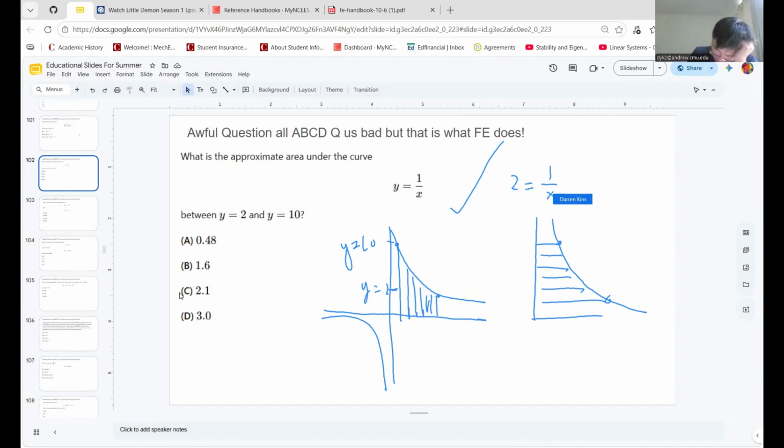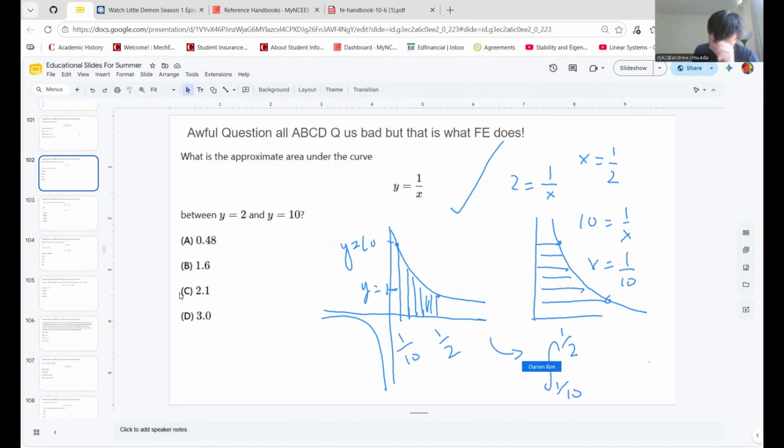In this case, I'm going to have to say x equals 1/2. So when it's a half, this happens, 10 equals 1 over x. So x equals 1 divided by 10. So the integrand is 1 divided by 10 to a half in this case. Okay, and then it is 1 divided by x dx. Now, that is ln of x. There's no way to do this without a calculator. There's absolutely no way.